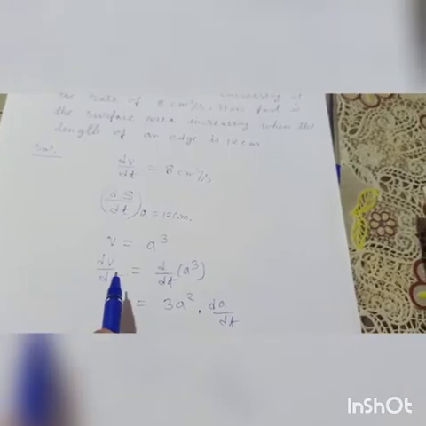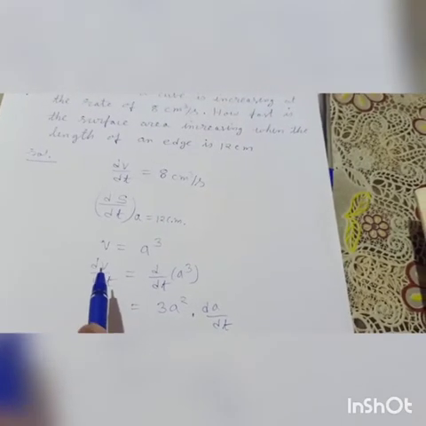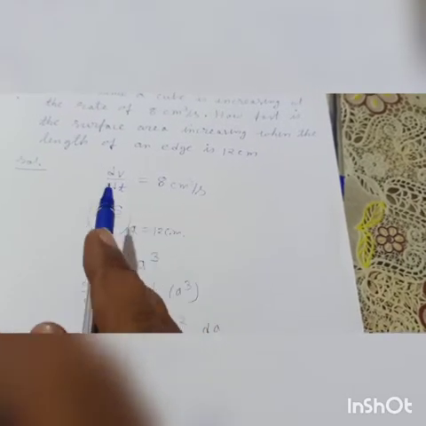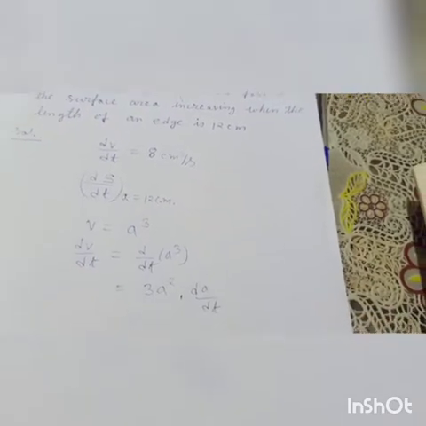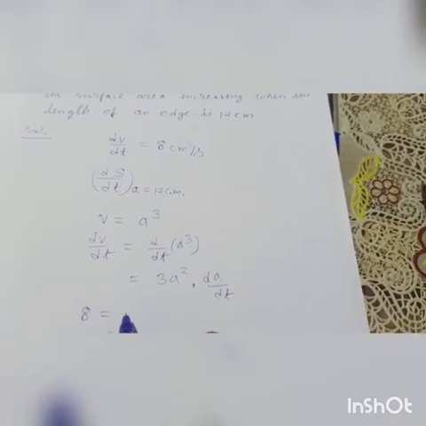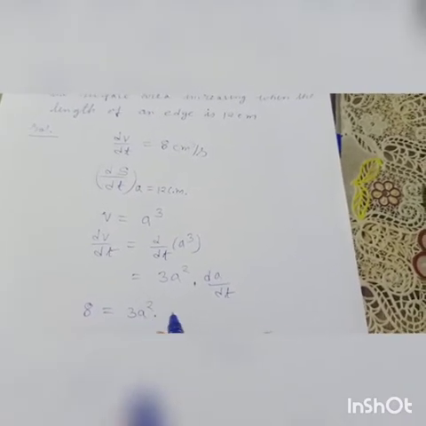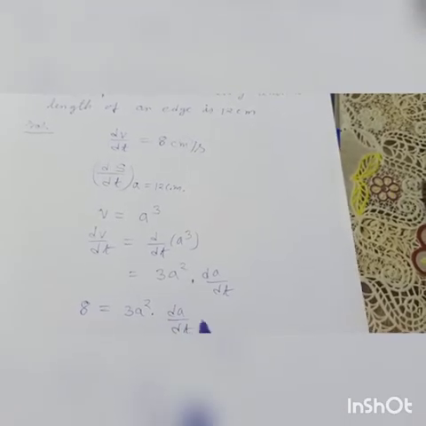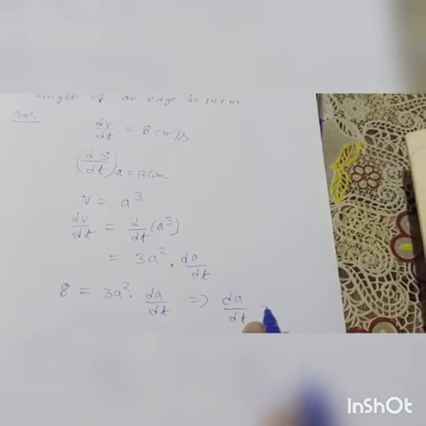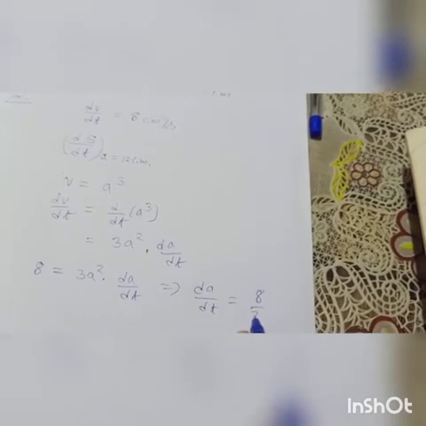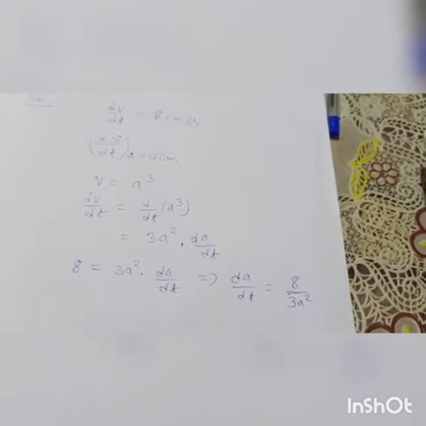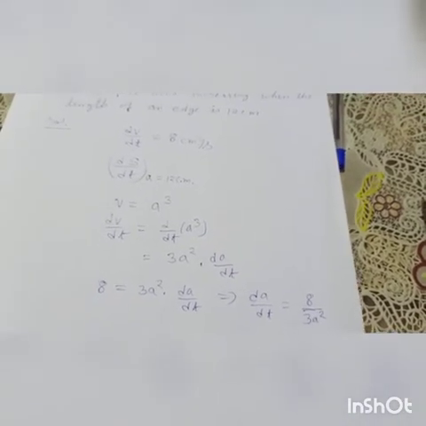Now we know the volume, we know the rate of change of volume, that is 8 centimeter cube per second. So we will put the value of dV by dt here. So what we will get? 8 equal to 3a square into dA by dt. This further implies dA upon dt equal to 8 by 3a square. So this is the value of dA by dt, or rate of change of edge.